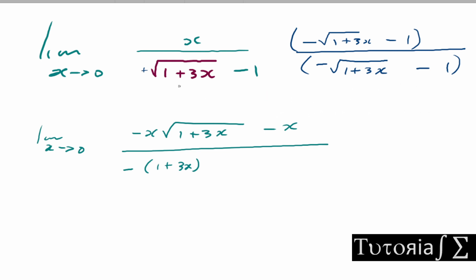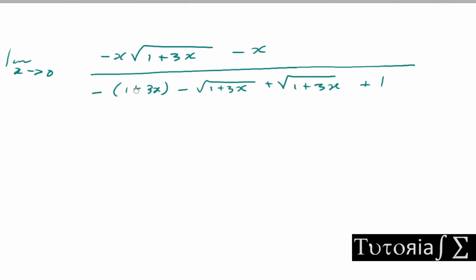That is that. So this times that, then this times that, that will be negative root of 1 plus 3x, 1 plus 3x. Then we say negative 1 times that, that will be plus root of 1 plus 3x. Okay, then we say negative 1 times negative 1, that will be plus 1.